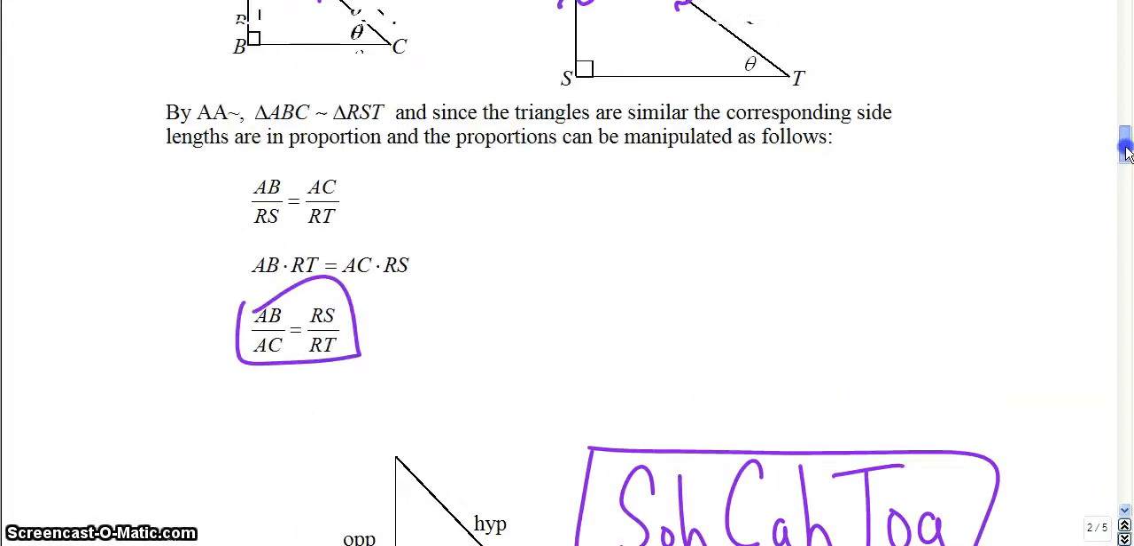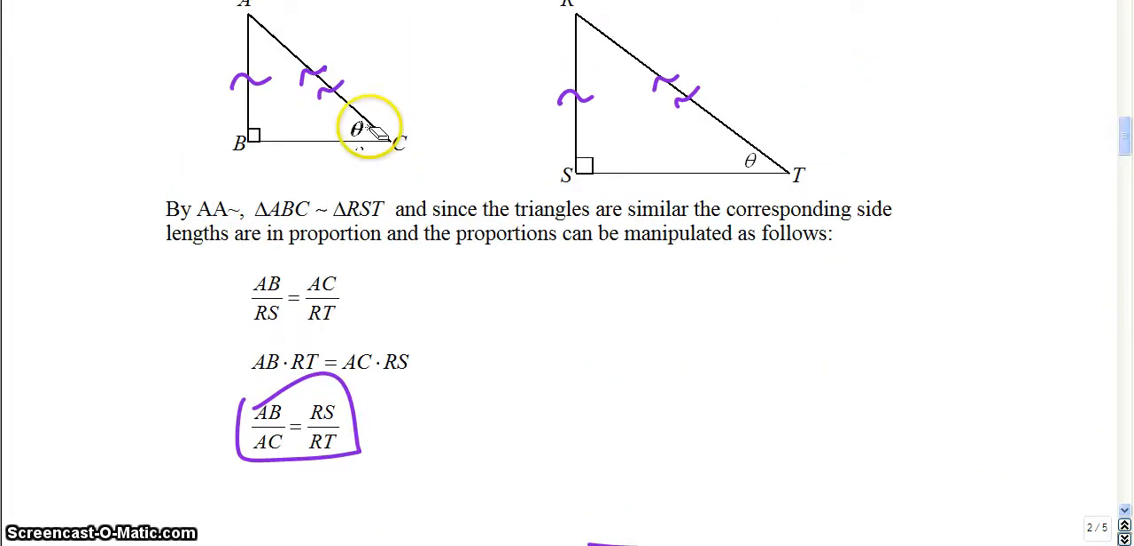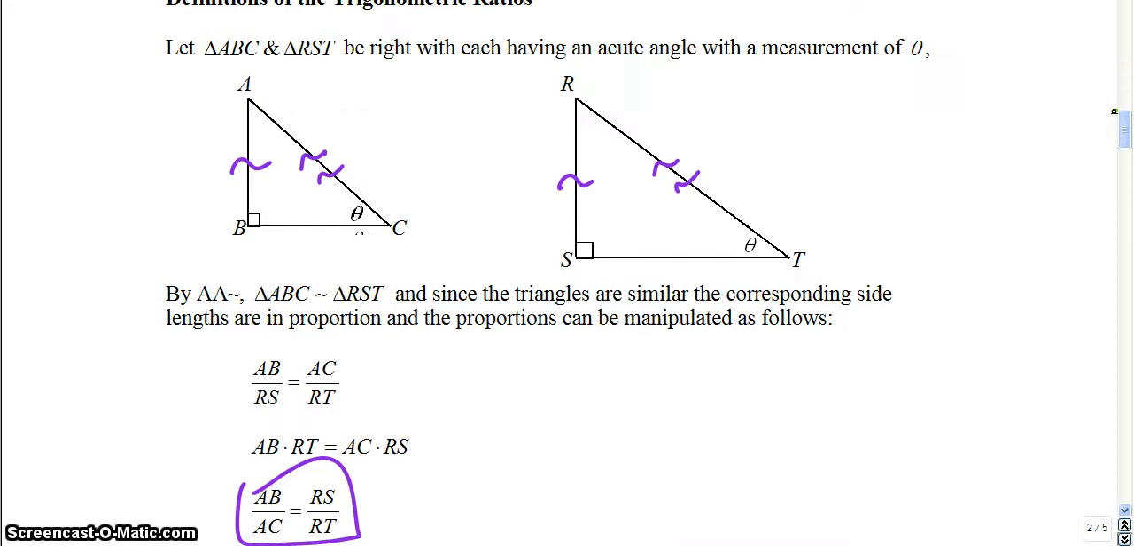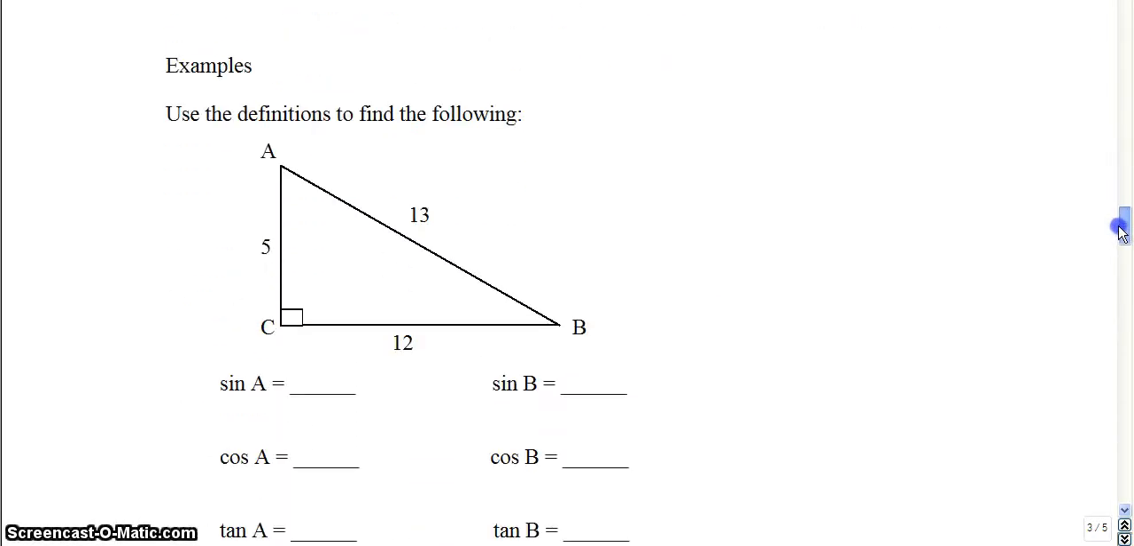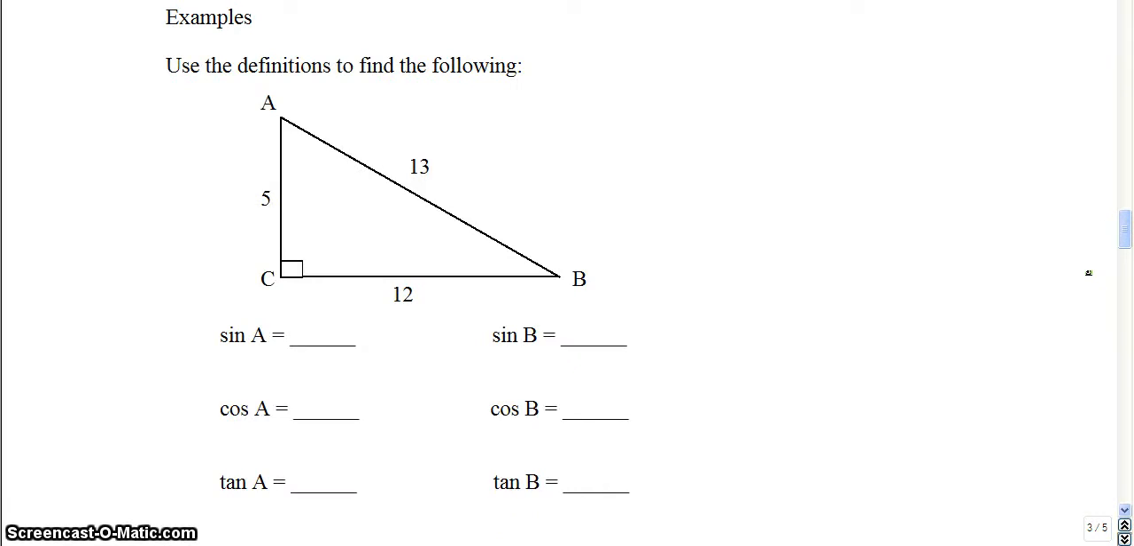So going back up to this problem, the sine of angle theta is AB divided by AC, and the sine of this angle theta is RS divided by RT, and it'll give you the same thing because those angles are equal. So first example, use the definitions to find the following. We want to find the sine of A. From angle A, 13 is considered our hypotenuse, 12 is considered the opposite, and 5 is considered the adjacent.